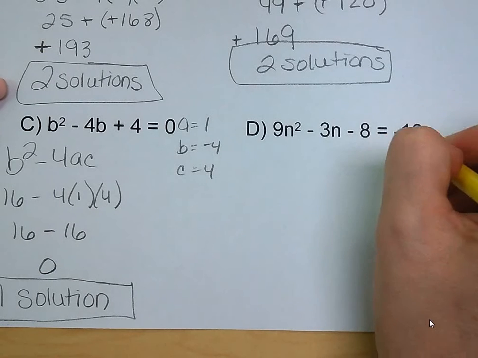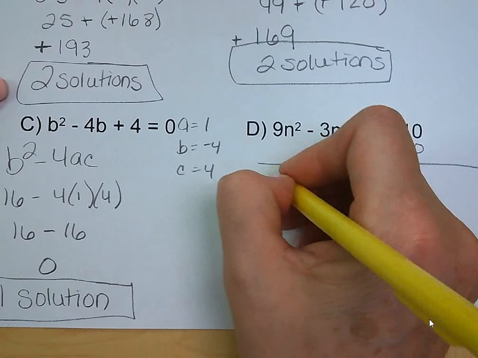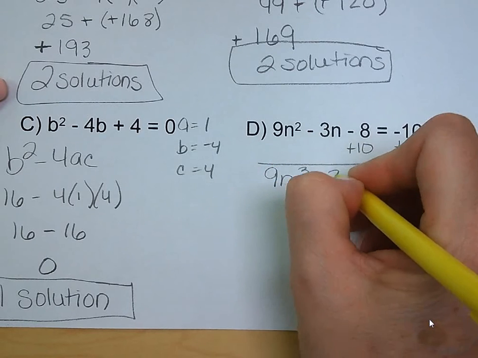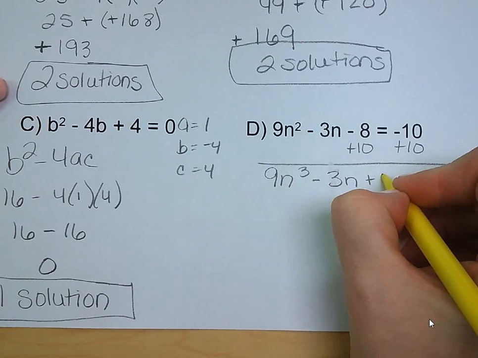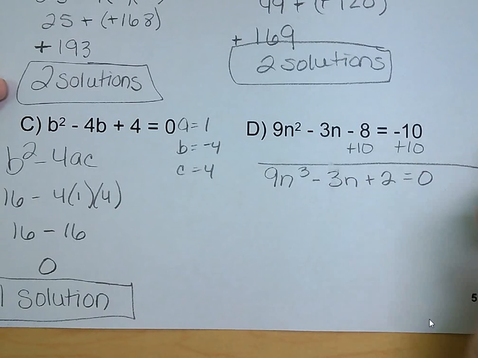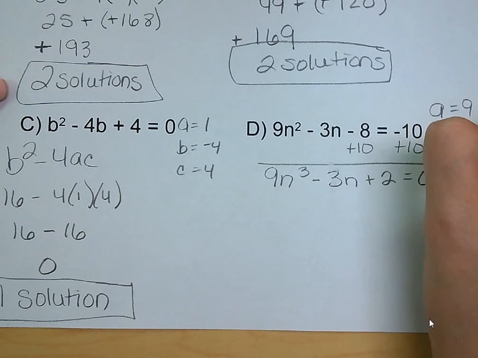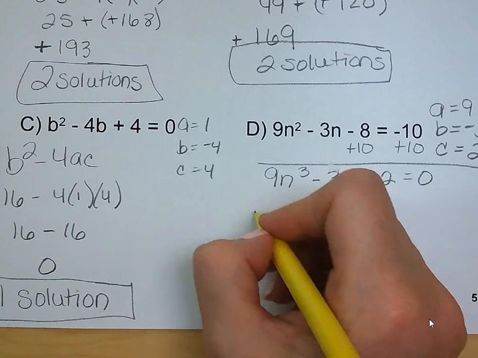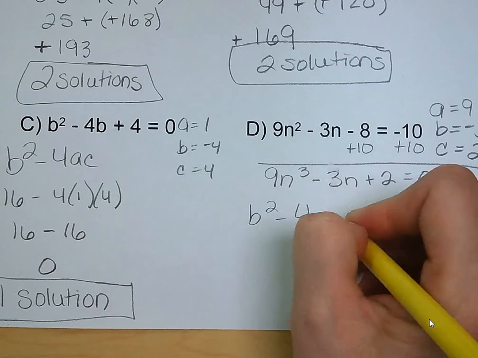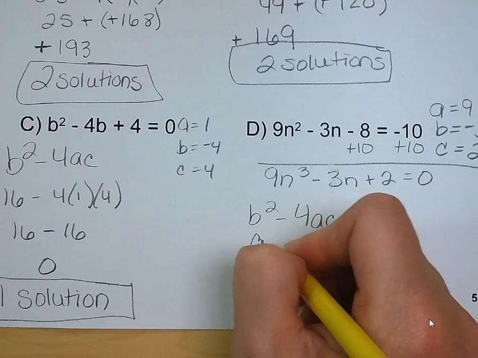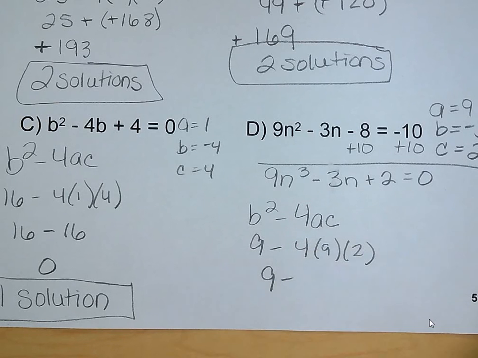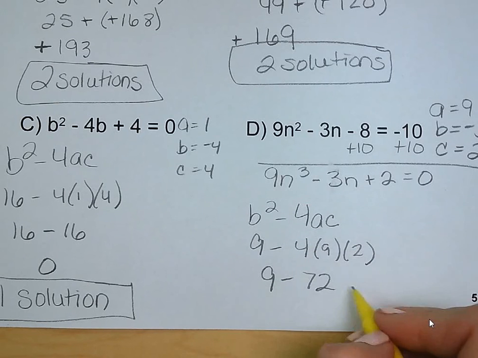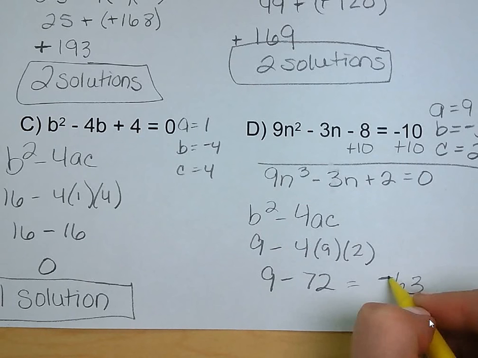And our last problem. 9n squared minus 3n minus 8 equals -10. We need to get that 10 to the same side of the equation as the rest of it. So we have 9n squared minus 3n plus 2 equals 0. A is 9, B is -3, C is 2. So, b squared minus 4ac. -3 squared is 9, minus 4 times 9 times 2. 9 minus 72 is -63. So there is no solution.